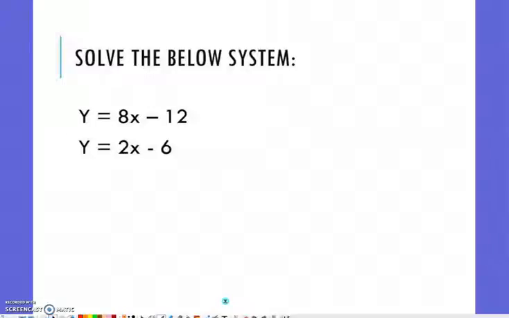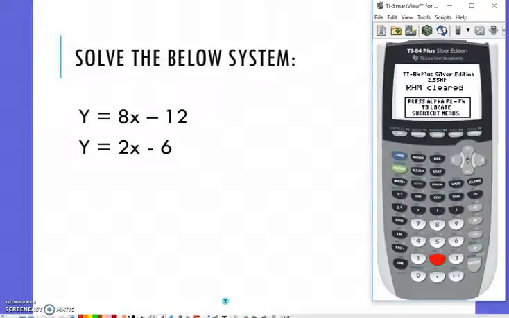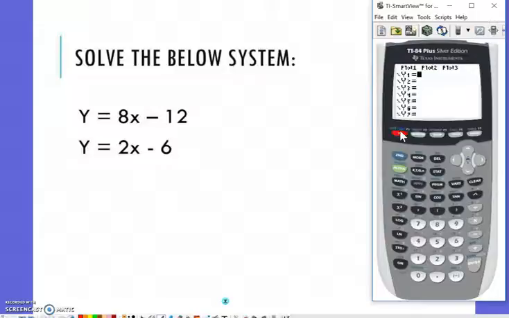So step 3 is we're going to go to our calculator, and we're going to go to y equals right here. And it doesn't matter which one you put where, but I'm going to type them in. So I have 8x minus 12. I'm going to go down. And I have 2x minus 6. And then I graph. Now I need to make sure I can see where those lines cross. And I can. They cross somewhere right there. Right? So I don't have to zoom out. I can see where they cross.